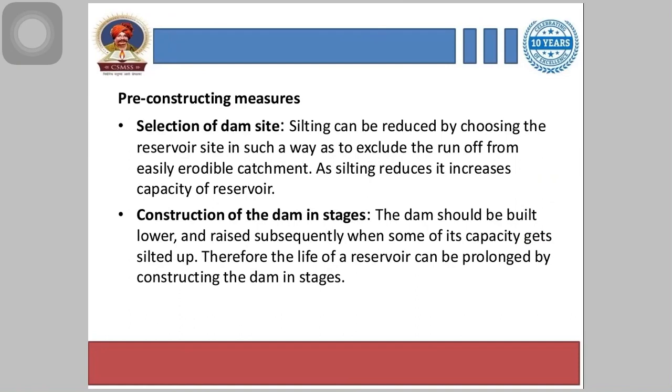Construction should be made in stages, that is, first the height of the dam should be kept low such that water storing capacity is less than the annual runoff, and when the floods are cleared its height should be increased. In this, the dam should be built lower and raised subsequently when some of its capacity gets silted up. Therefore, the life of the reservoir can be prolonged by constructing the dam in stages.